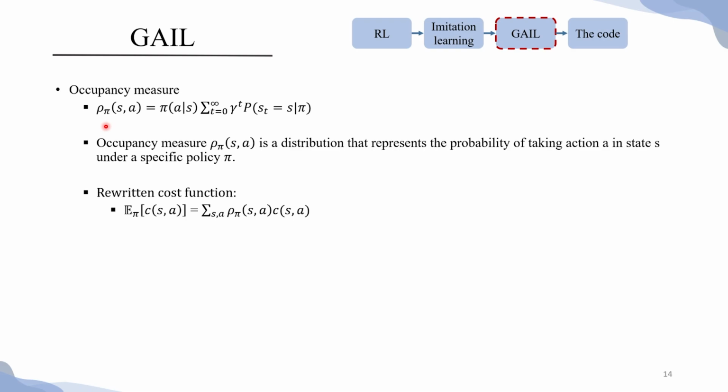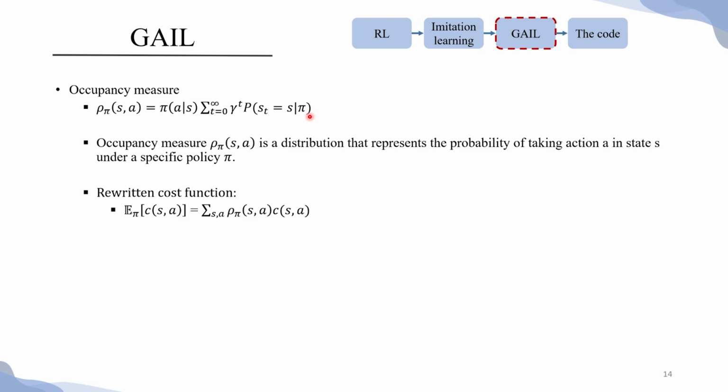Occupancy measure is a distribution that shows the probability of taking action A in state S under a specific policy pi. It is an important metric that shows how the system works under a given policy pi.